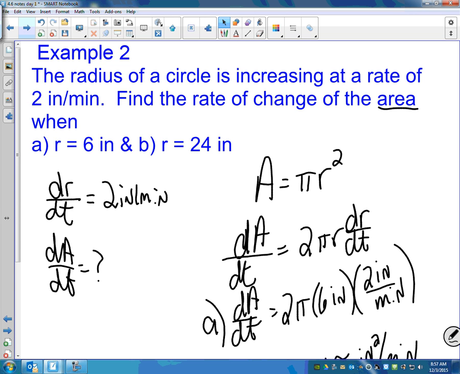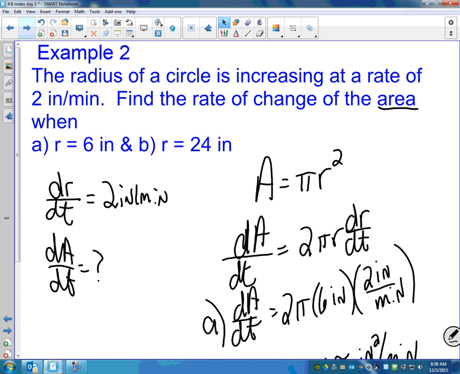Let's look at this. If we're talking about area, the circle is increasing at a rate of 2 inches per minute, which means the circle is getting bigger at a rate of 2 inches per minute. What if it was decreasing at a rate of 2 inches per minute? It would be a negative rate, and that means the circle's getting smaller over time. So when we're doing story problems, we have to think about whether the value is getting bigger or getting smaller.